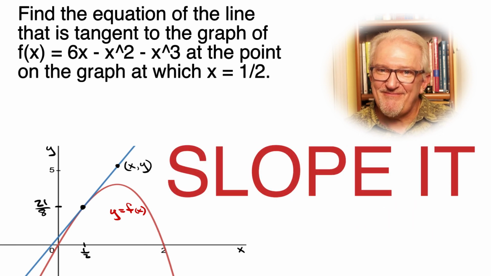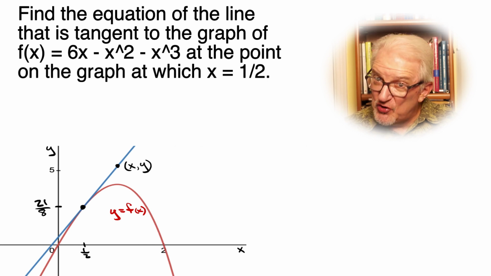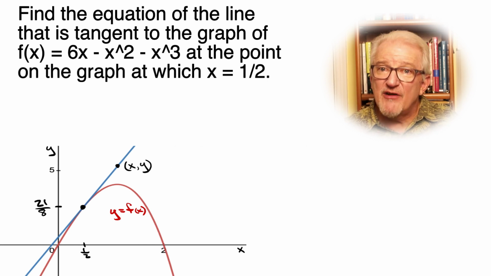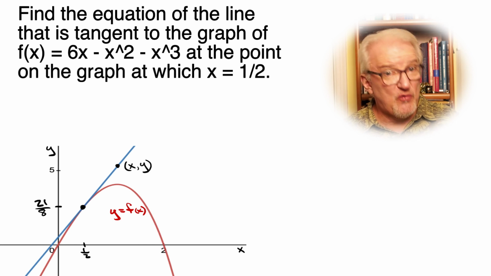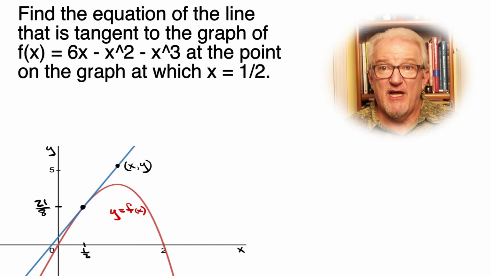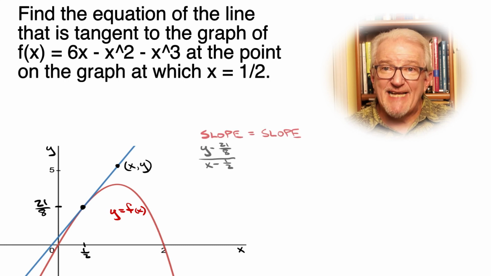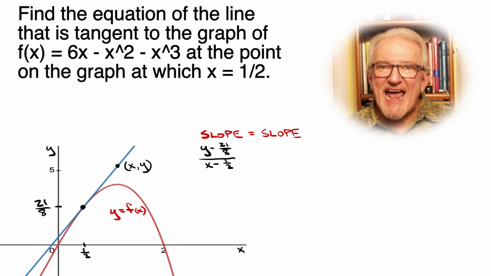Slope it. As before, we now need to express the slope of our tangent line in 2 different ways. Once using our generic point x, y, and then again using a numerical expression. Using the fact that x, y and 1/2, 21/8 are both points of our tangent line, we can express the slope of this line as y minus 21/8 divided by x minus 1/2. However, we do not have the explicit coordinates of another point on our line like we did in the previous 2 examples.